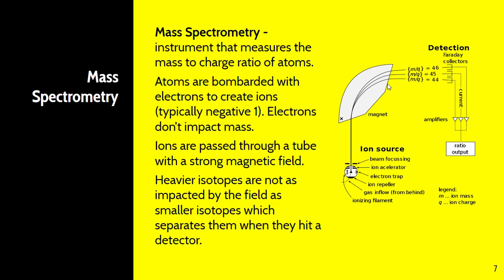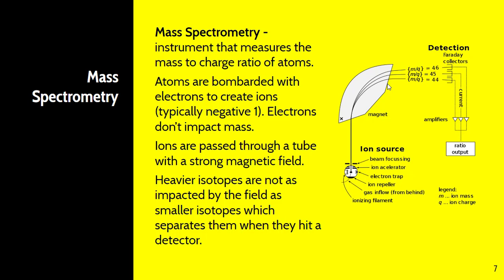Well, atoms in the ion source down in the bottom left are bombarded with electrons to create ions. Now typically all of these atoms will have the same charge, so all of those isotopes will have the same charge. Those ions then are passed through a tube with a strong magnetic field. This actually helps separate the individual isotopes, because heavier isotopes are not going to be as impacted by the field as smaller isotopes, which separates them when they hit a detector. So there's actually a little bit of a curvature to that magnet.